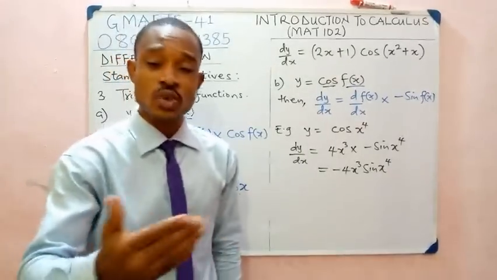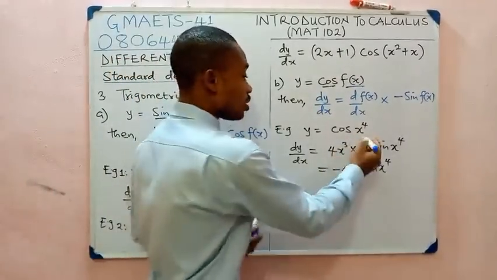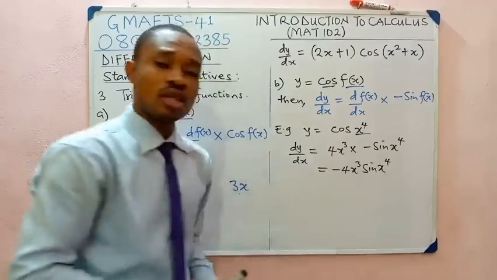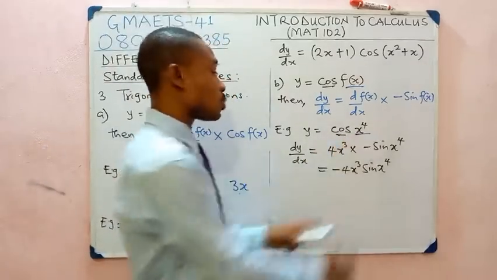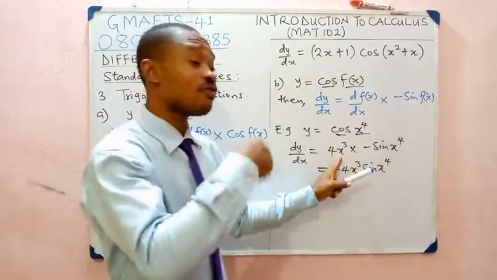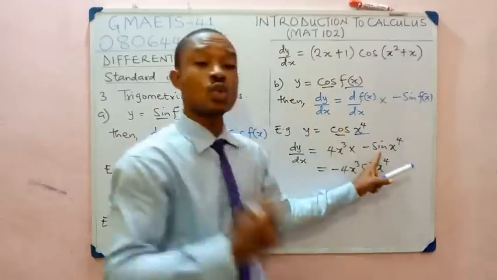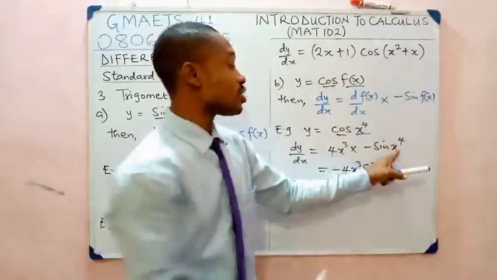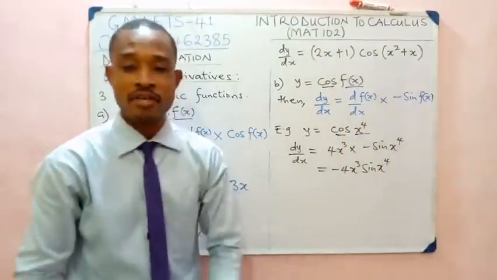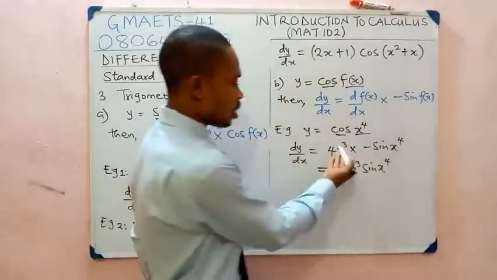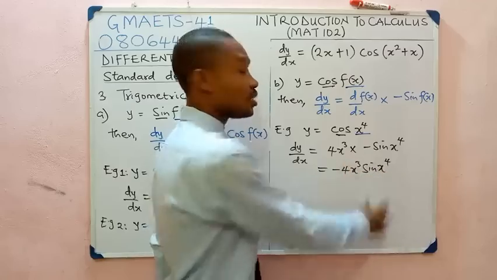y equals cos x raised to the power 4. This is our minor, and then this is our major. So differentiate your minor, which is x raised to the power 4. It is a polynomial again, so you're going to get 4x raised to the power 3. Then times the standard derivative of cos, which is minus sine of the original minor function. And of course, if you multiply this, you get minus 4x cubed sine x raised to the power 4.